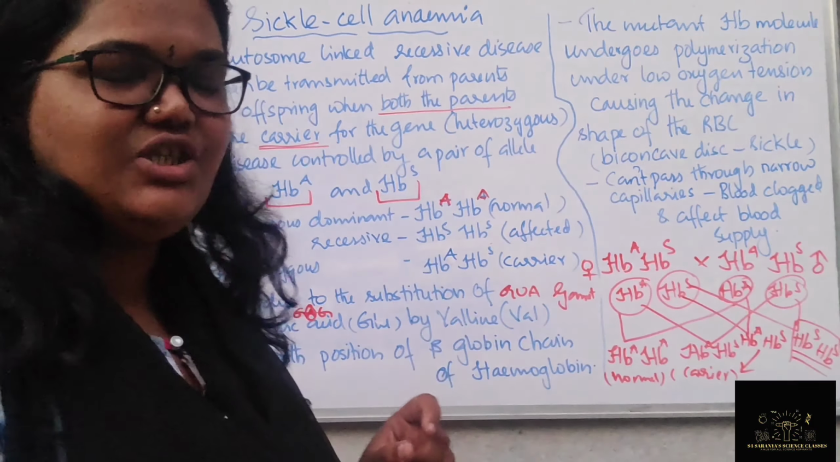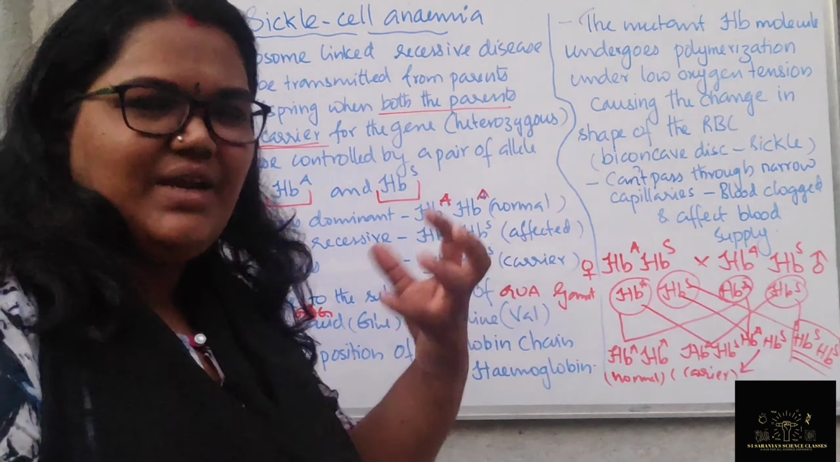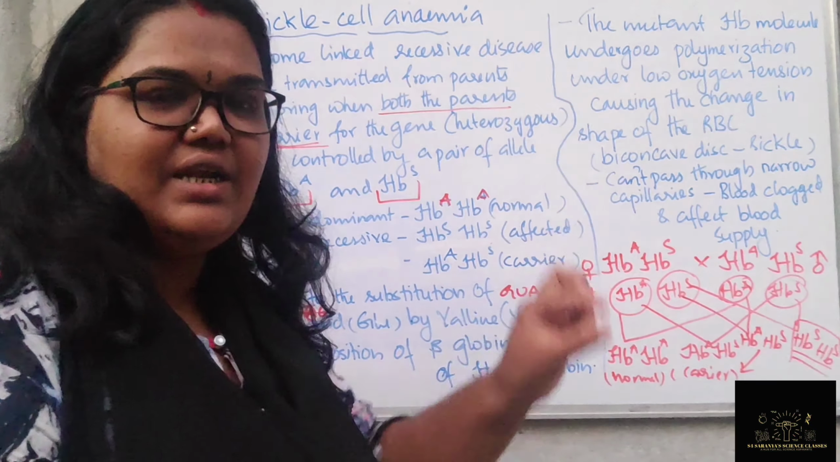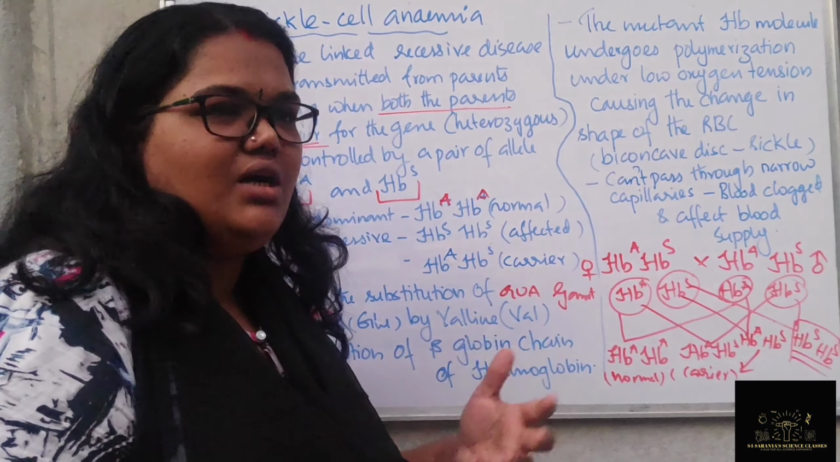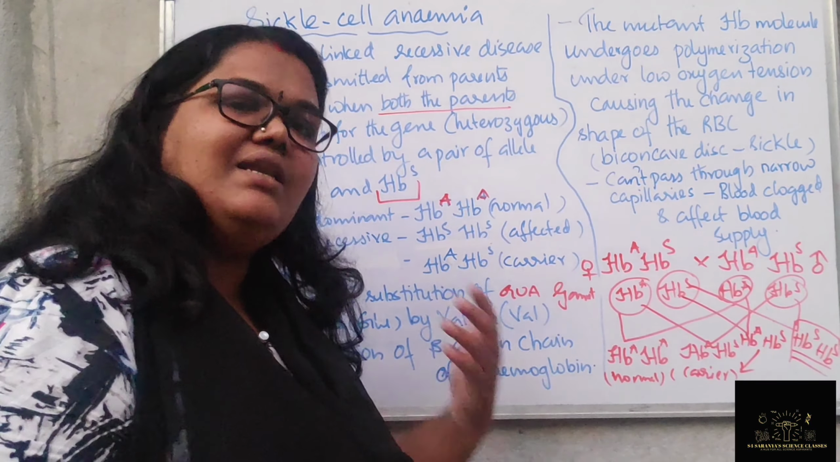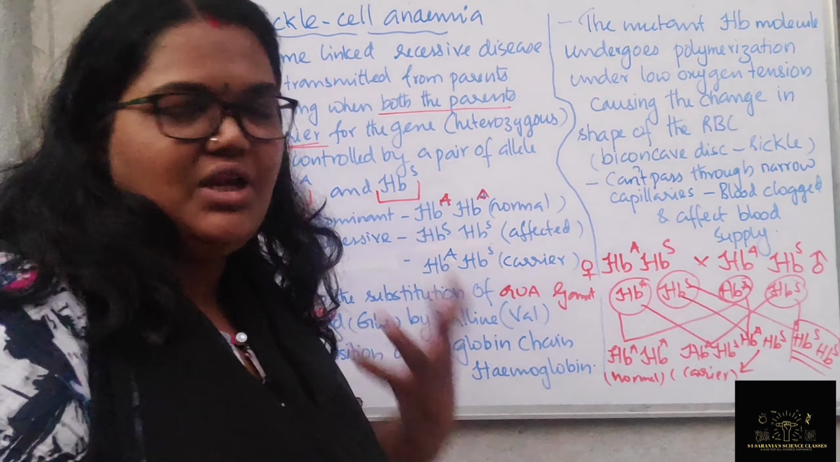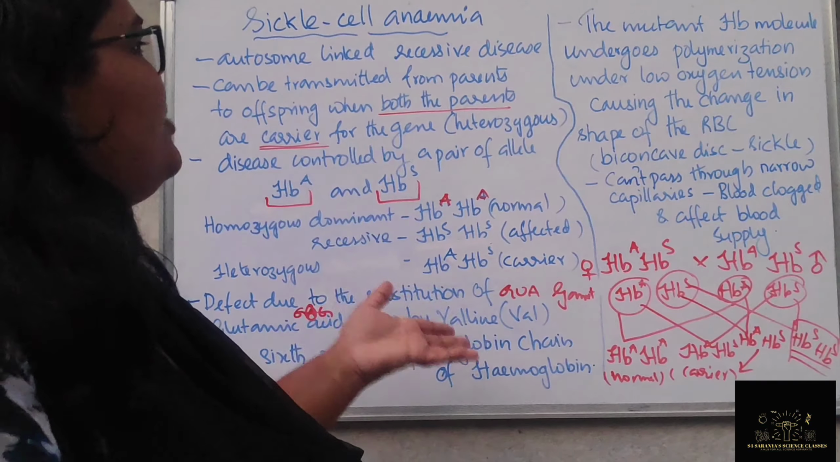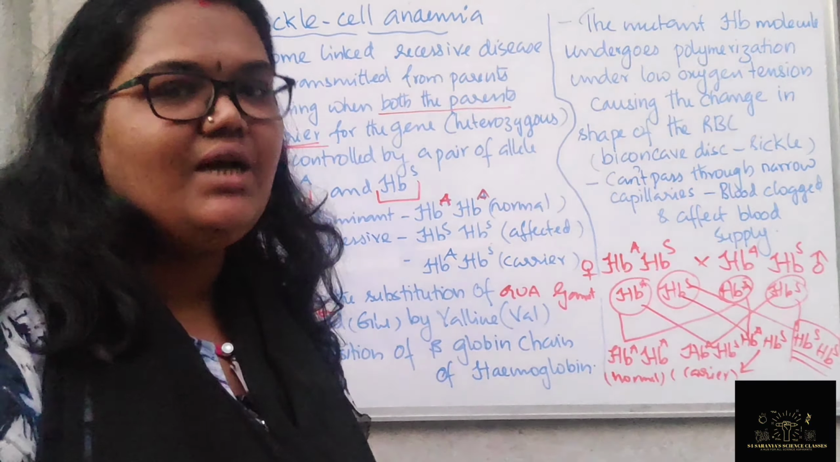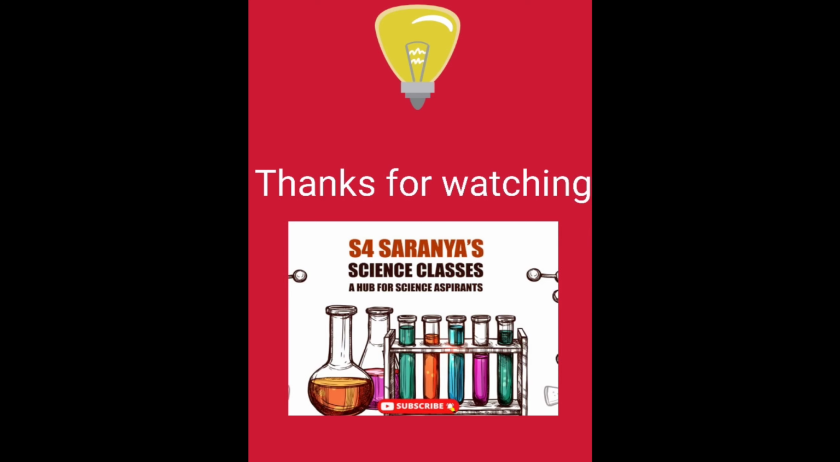And because of the sickle shape, it cannot pass through the narrow capillaries, right? And there will be clogging in those narrow capillaries. It can even affect the supply of blood to the organs, and it will lead to some problems. There will not be enough oxygen and not enough supply of blood, right? So this is actually the sickle cell anemia disease. I hope you have a clear idea about this.